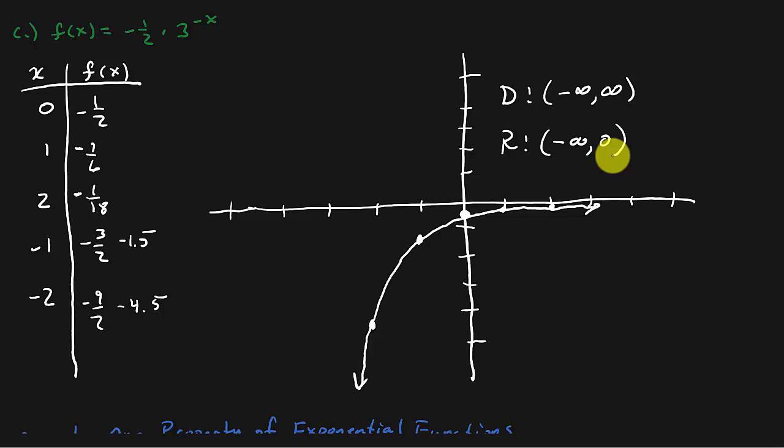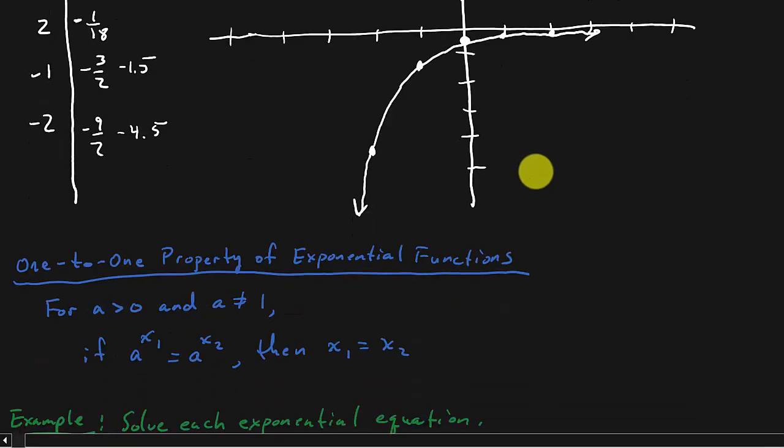Some of them can get messy, but notice in all of these, I chose my x values to be what? Not my x values. I chose them to where my exponents would come out to be 0, 1, 2, negative 1, negative 2 every time. You don't have to do that. I just think that's the easiest thing to do.